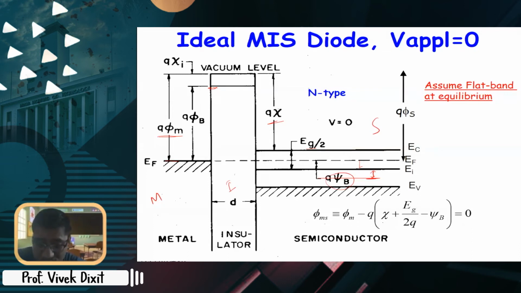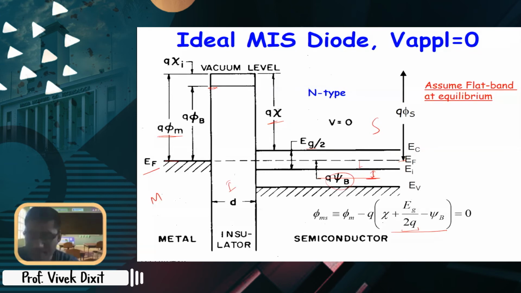So if you want to find out the difference between the two Fermi levels, phi m and phi s, phi ms will be phi m minus phi s. Now what will be phi s here? Q chi plus Eg by 2 minus Q psi, right? Now phi, chi and psi have the unit of voltage, and Eg has the unit of energy, right? So if you want to be consistent with the units, then instead of Eg by 2, we will use Eg by 2Q, so that it has a unit of potential.